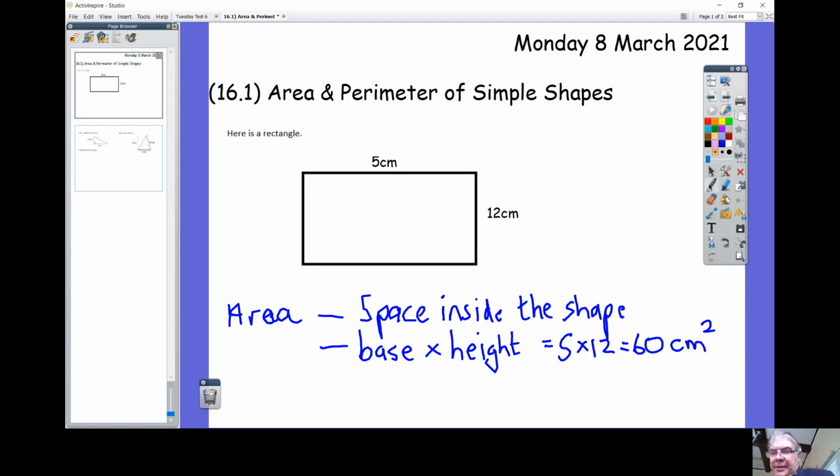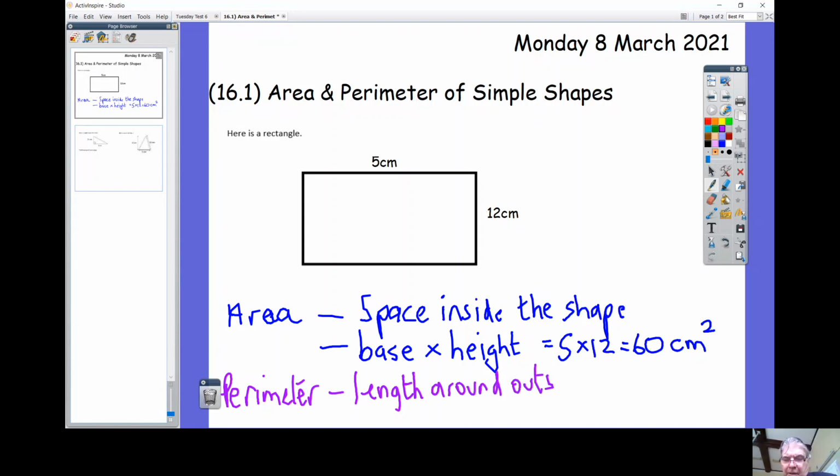Now, what does perimeter mean, guys? Yeah, but the outside what? Is it an area? No. It's a what, beginning with L? Good. Well done, Theo. It is a length. So the perimeter is the length around the outside of the shape. So just imagine yourself running around the shape.